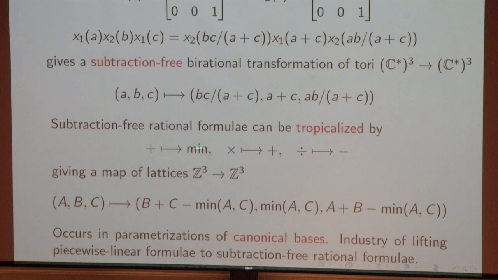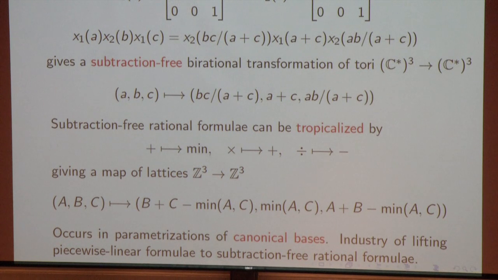Sometimes it's convenient to think of this lattice, Z cubed, as the lattice of characters of this torus. So here the rational function is BC over A plus C, and B times C is replaced by B plus C. You divide by A plus C, so you subtract the minimum of A comma C. In fact, this map also has the property that it sends positive vectors in Z cubed, the non-negative orthant, to the non-negative orthant.